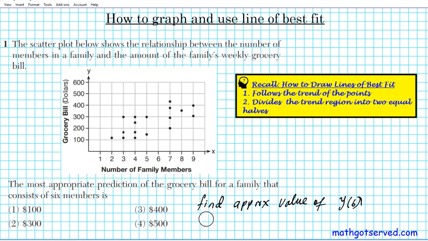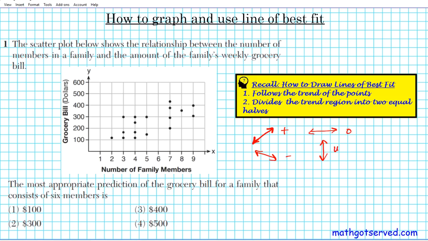Now, something you want to recall is how to draw a line of best fit. The first thing you do is note that the line of best fit follows the trend of the points. Okay. What do I mean by trends? There are 4 possible trends that you can have, and these are them. Either it's a positive trend where the line is going up, or you can have a negative trend if the line is going down. Remember, you always go from left to right. You can have a horizontal trend where in this case the slope is 0, or you can have a vertical trend, where in this case it's undefined.